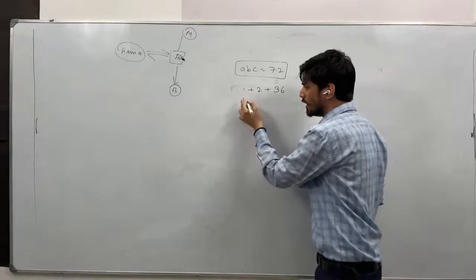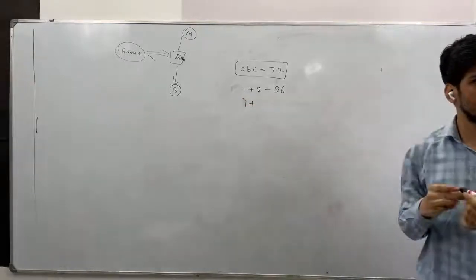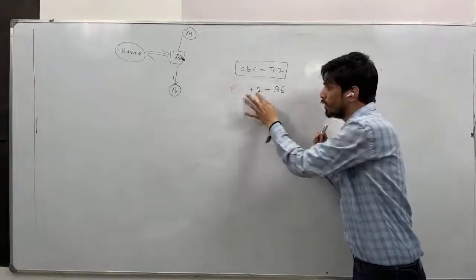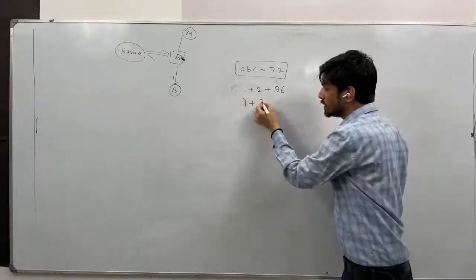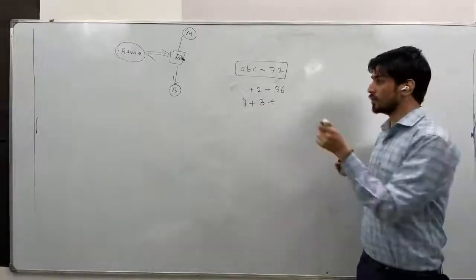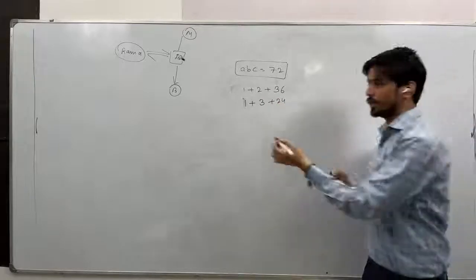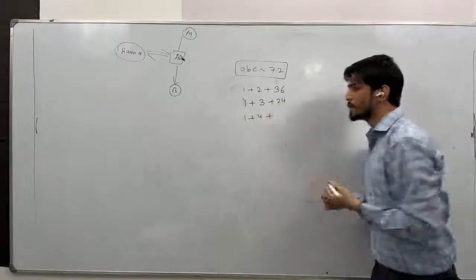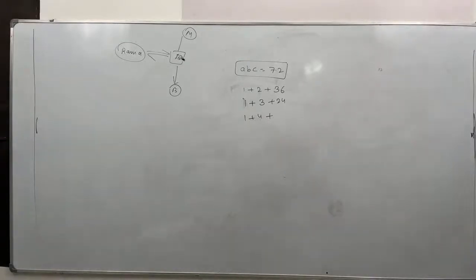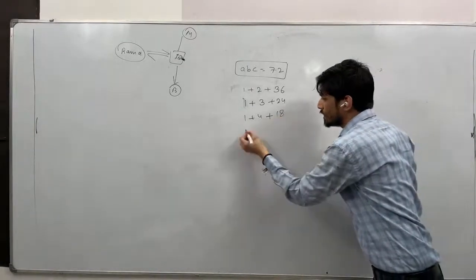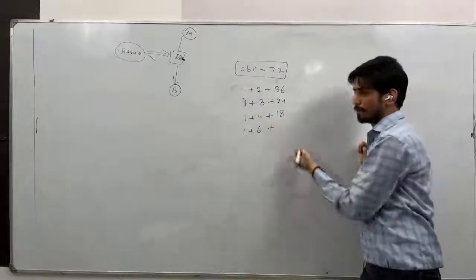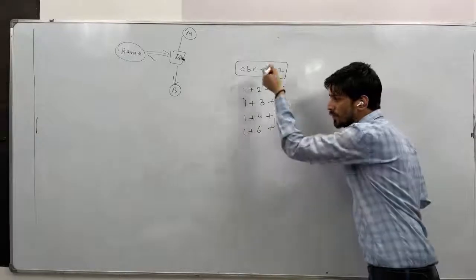First we start with 1 and see how many possible combinations there are, then we start with 2, then 3, 4. Let's say first we start with 1: 1, 2, 36. Then 1, 3, 24. Then 1, 4, 18. Then 1, 6, 12. Are you getting my point? Likewise, you keep getting combinations.